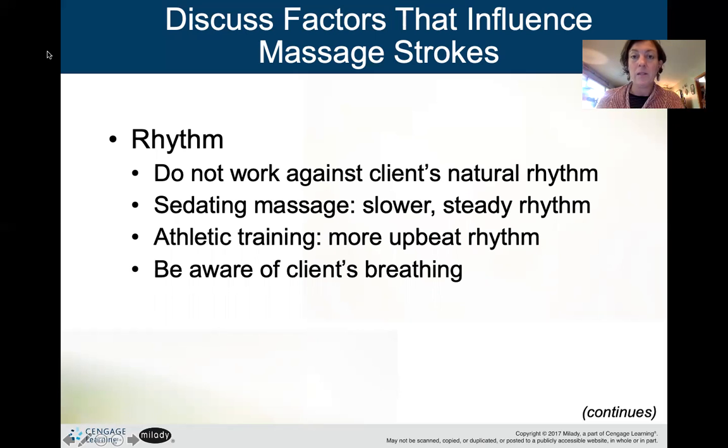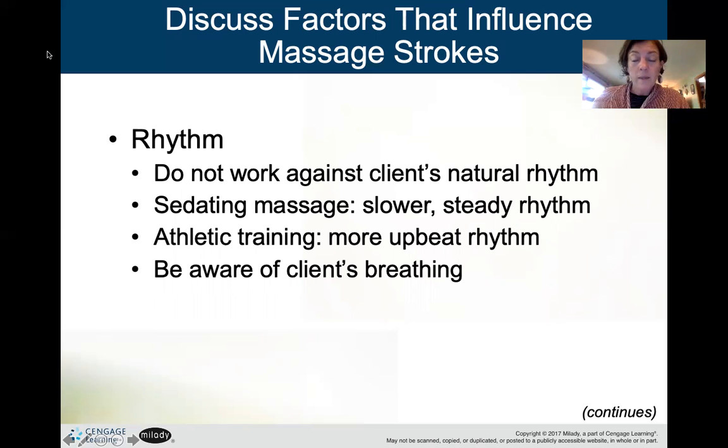Now, that definitely sounds subtle as well, but if they're stressed out, you may need to go slower and not as deep because they're not going to be ready to take the pain. And if they're in a receptive state where they really like, hey, let's take care of this, then you may be able to get in deeper. You may be able to work more quickly in some places. So yes, sedating, slow, steady rhythm. Athletic training, the pre-event massages, they'll be faster.